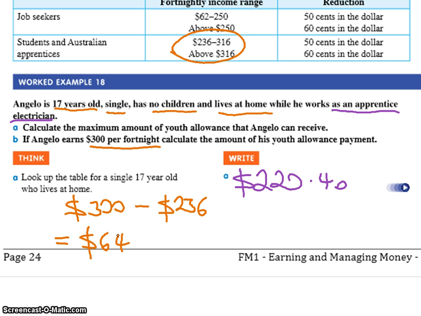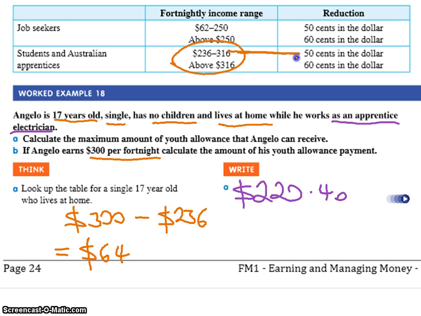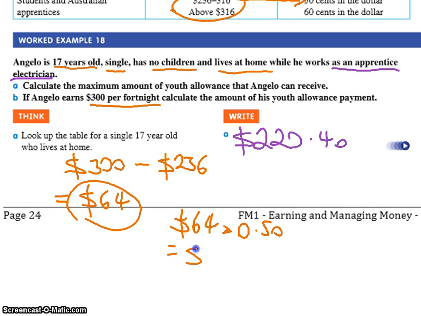So now what we have to do is work out the reduction. He's in that bit, so it's 50 cents in the dollar. But what's reduced? Not his whole payment, just 50% of this. So you've got the 64 times 50%. 32. Okay, so this is the reduction.